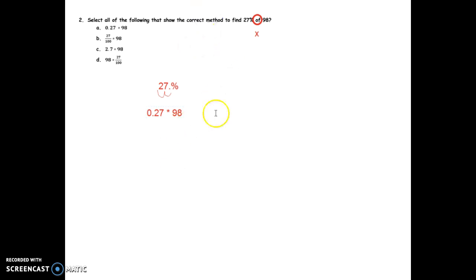The other way of doing it is turning it into a fraction. And we know that if it's 27%, it's always over 100. I can't say that enough. Any number over 100 is your percent. So 27 over 100 is our percent. This is 27, and you're just going to times by 98. That's our number. And it looks like those are our answers right there.